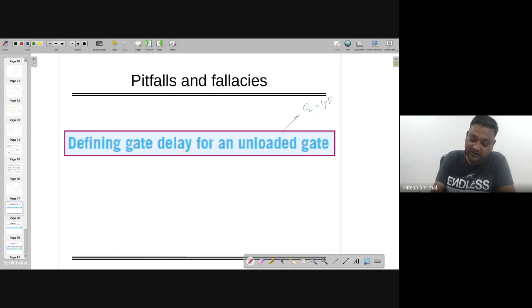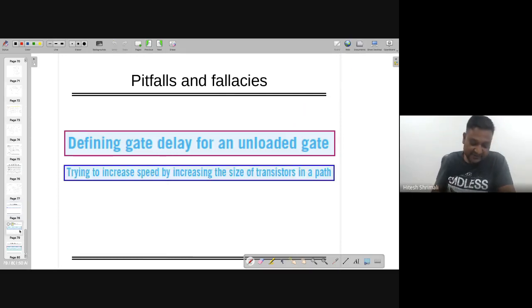So if you are saying that, look, my NOT gate is working here, but when I'm connecting it to some different circuits, it's not working, because it cannot drive it, because you have not accounted for the input capacitance of this particular circuit. So always keep the loaded gate.